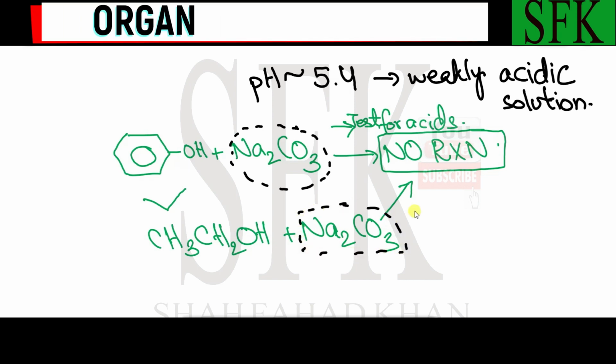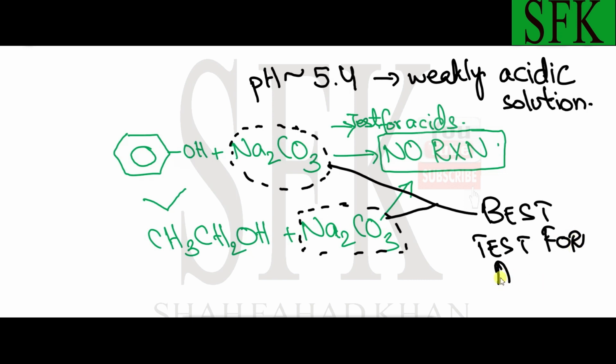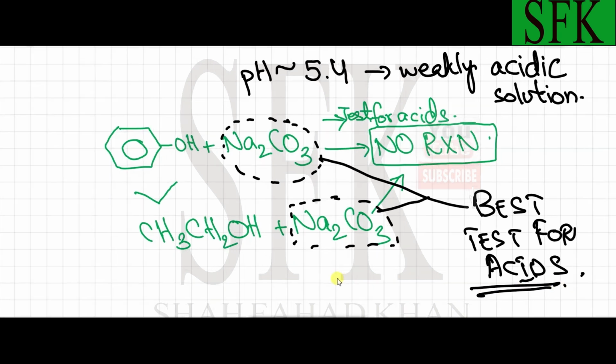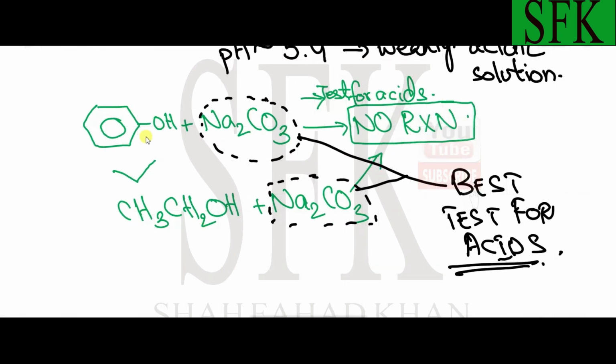So that's why sodium carbonate is always considered the best test for acids. Any acid, whether organic acids or mineral acids, for example hydrochloric acid, nitric acid or sulfuric acid, will give a positive test with sodium carbonate. Ethanoic acid will give a positive test with sodium carbonate. All the acids will give a positive test with sodium carbonate, but neither ethanol nor phenol gives a positive test. Although they are acidic, they are very weakly acidic.